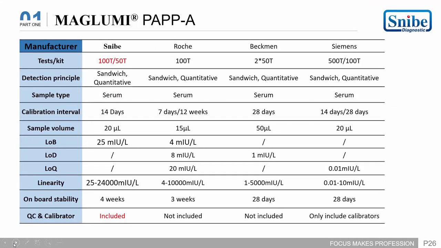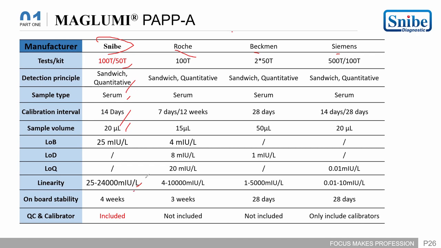If we go to the comparison with the other competitors like Roche, Beckman, and Siemens, SNIBE always has an edge of a smaller batch size. We have the same quantitative analysis with a sandwich technique, and the same sample type, serum, is recommended. Along with that, as compared to the others, we have 14 days onboard stability, minimal sample volume, and the linearity is higher as compared to the other competitors.